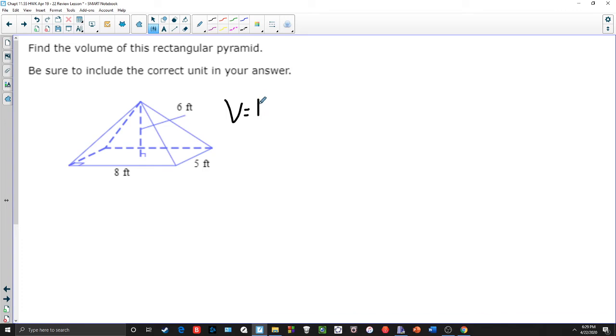Volume is equal to area of the base times the height divided by 3. And since it's a rectangular pyramid, I know that the area of the base is just length times width. That's the area of the base shape. And then times height divided by 3. If it was a triangular pyramid, this would be base times height divided by 2 times height divided by 3, because that's how you get the area of the base for a triangle. So again, just make sure you read the question and figure out what type of base shape you're dealing with.